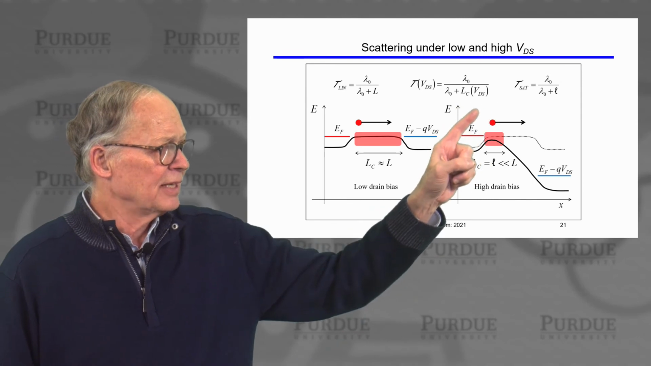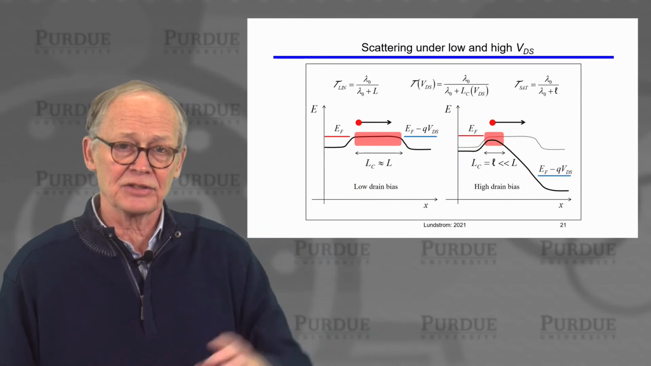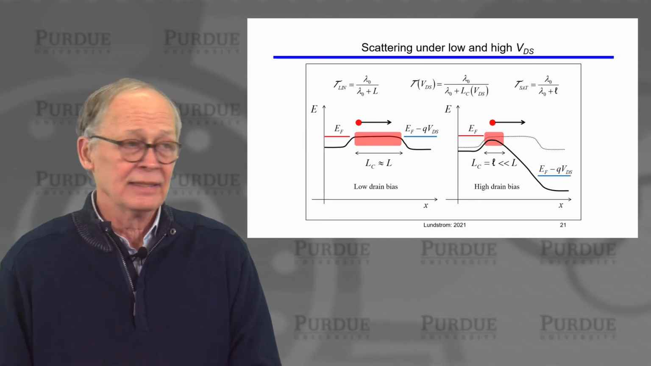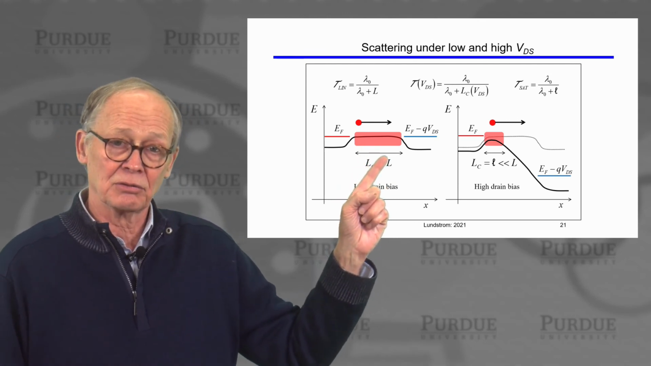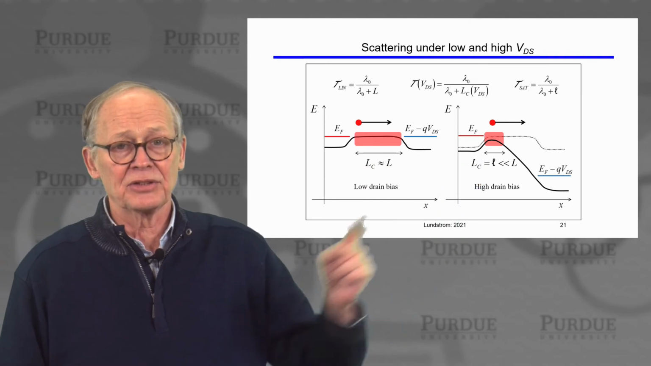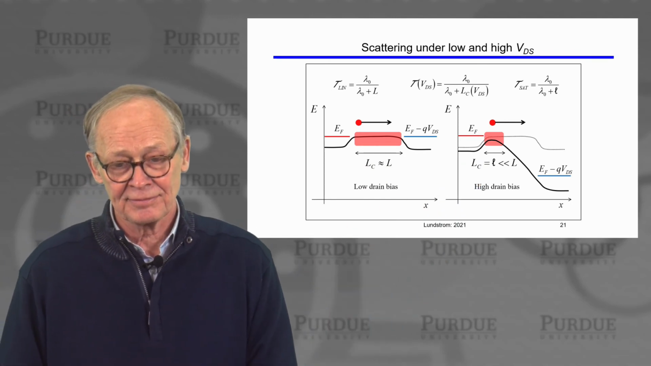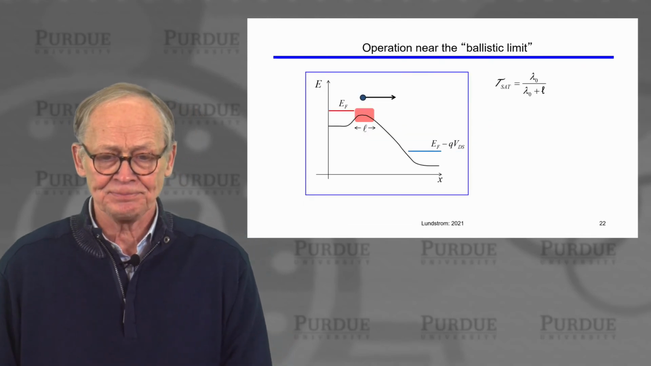So the critical length of the channel over which the scattering determines the drain current is the entire channel length under low VDS, but is only some small fraction of the channel length under high VDS. That's why the transmission is higher.